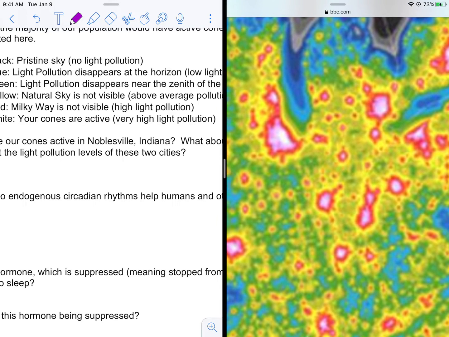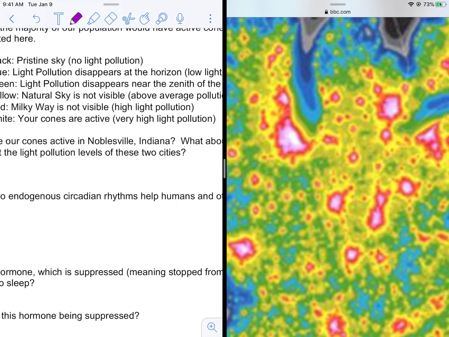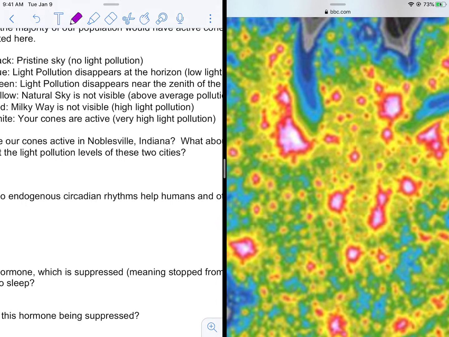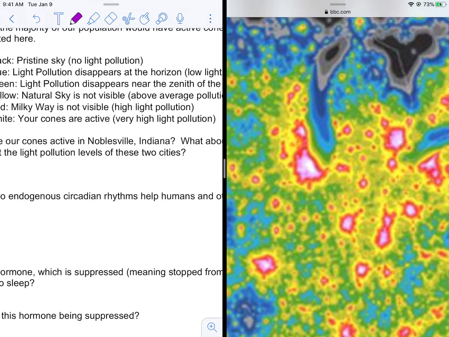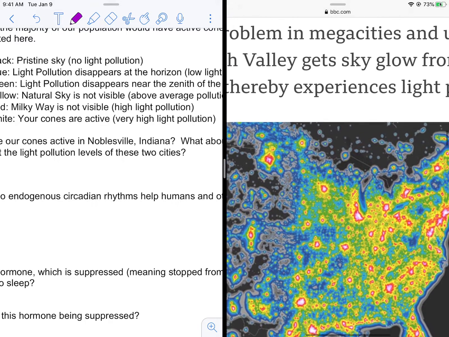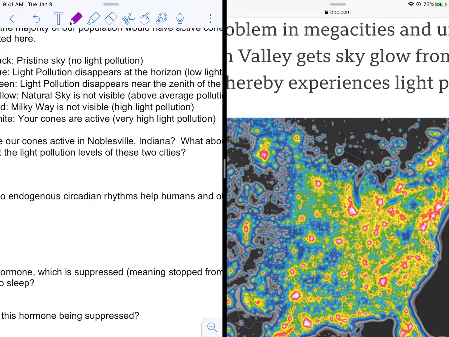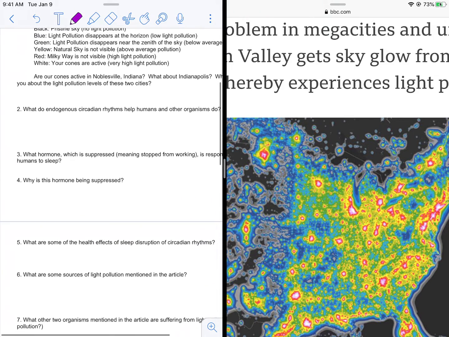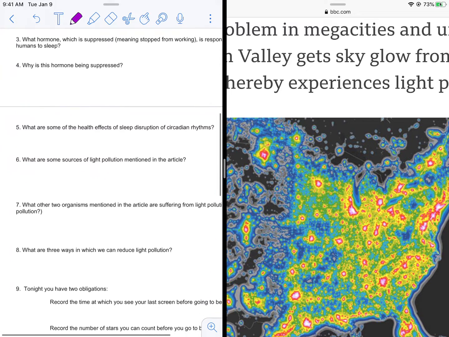So Indianapolis has a large white and red spot. So if Indianapolis has a lot of light pollution because it has white and red, which are our two highest levels of light pollution, what would that lead you to think of Noblesville, which is right next to it? It means that we probably have a significant amount of light pollution. Maybe not quite as bad as Indianapolis, but pretty close to it. So that would help you figure out whether or not our cones are in fact active due to excess light pollution in Noblesville. Now, other than that, the rest of this is for you to read and answer certain questions.